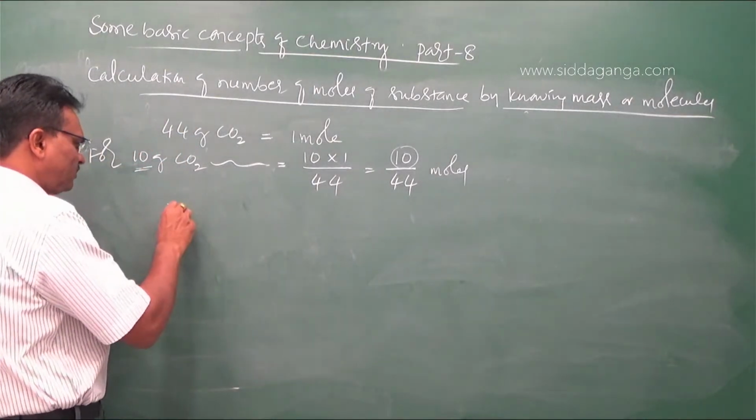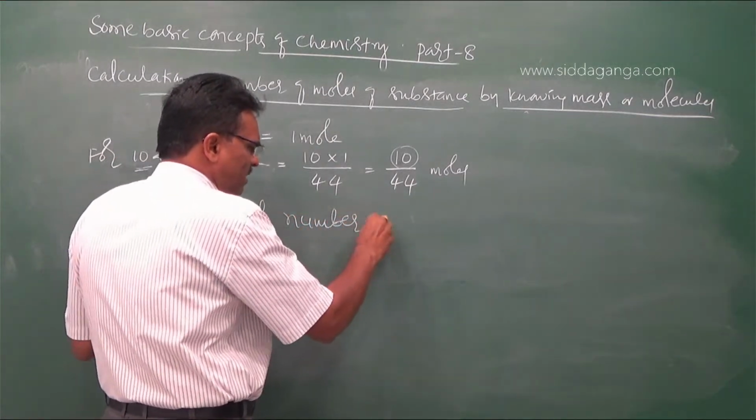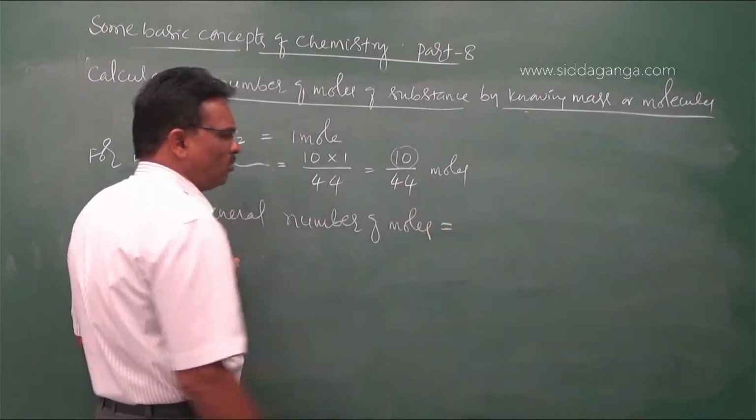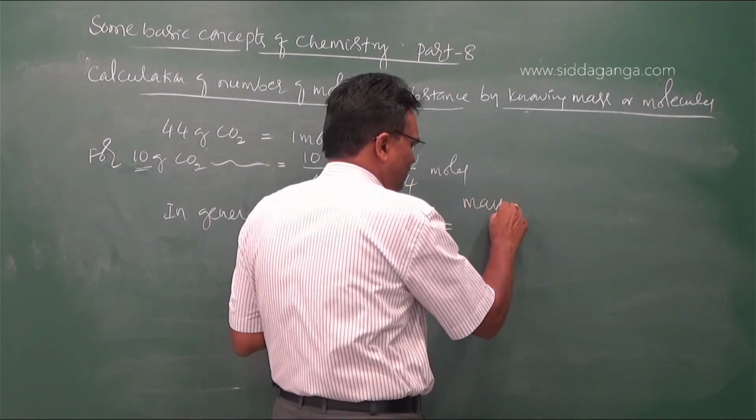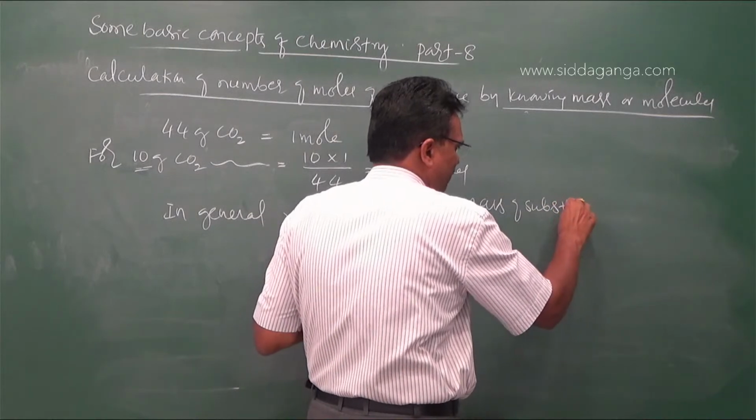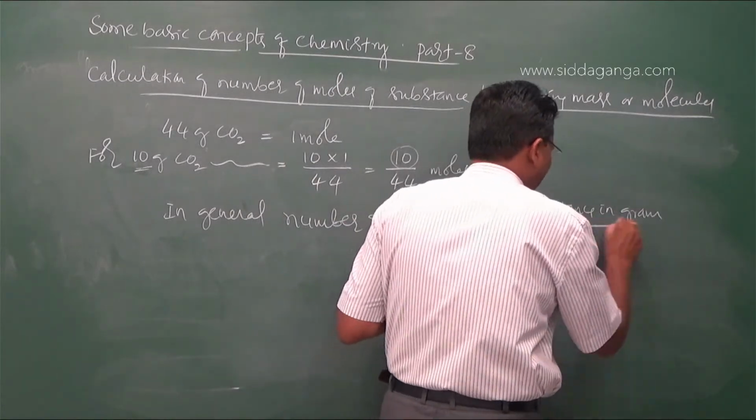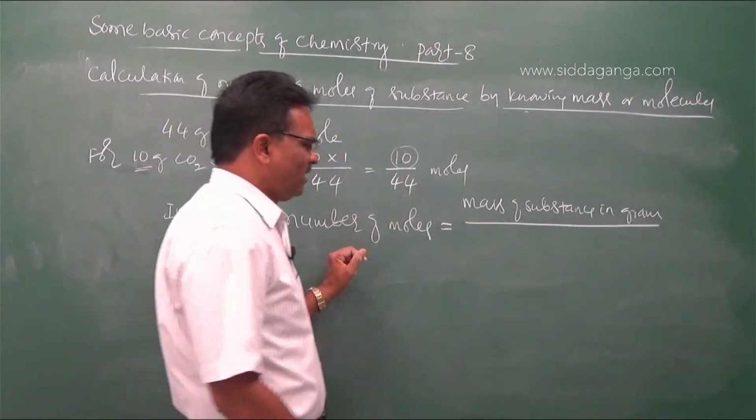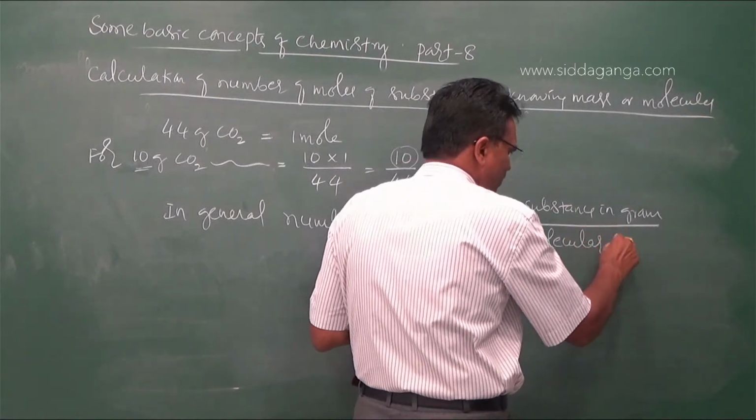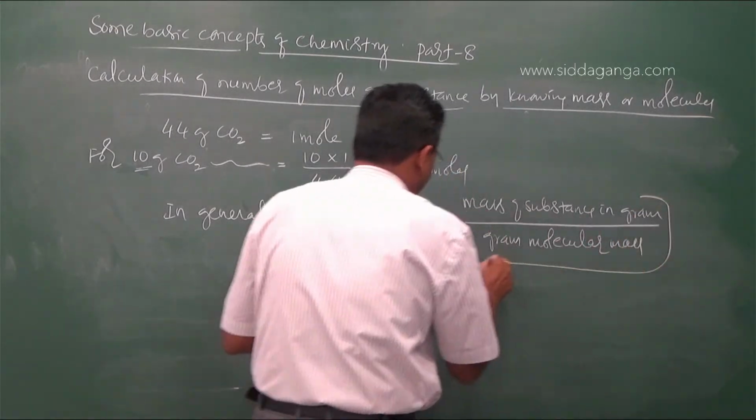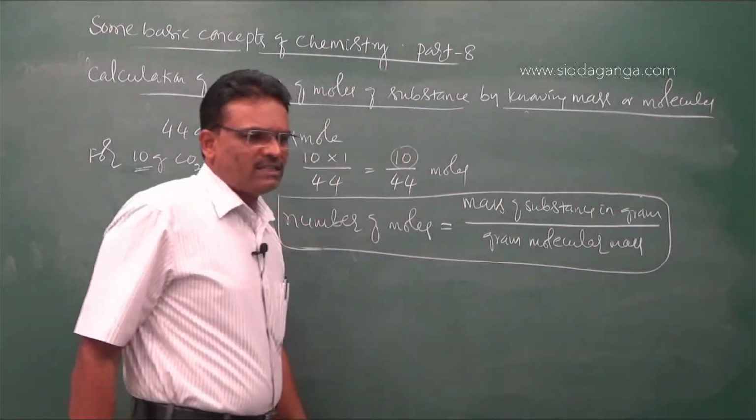Therefore, in general, number of moles is equal to, so here 10 is the mass of substance given in gram, divided by 44, which is the gram molecular mass. So this is one formula.